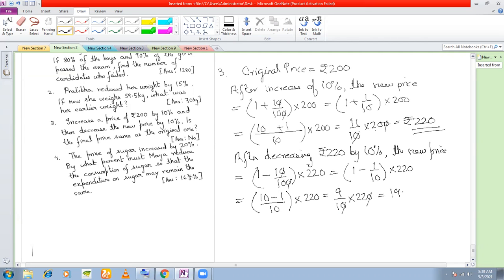You get 198 rupees. So after 200 was increased by 10%, you got 220. And 220 now decreased by 10%, you get 198. So the original price was this and the final price is this. Are they equal? They are not equal, right? So your answer is no, the final price is not equal to the original one. Okay, so that's your answer. Look at the next one.